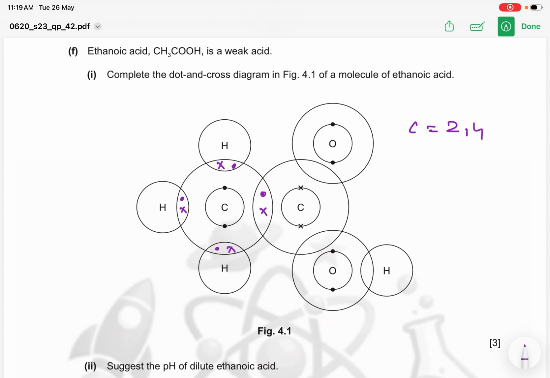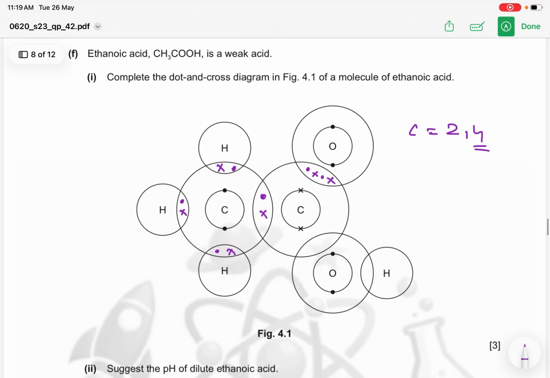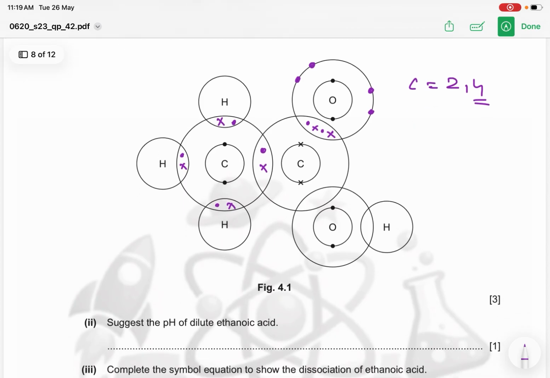Next is the second part, carbon and oxygen. So here again carbon is having 4 electrons in its outer shell. This carbon is going to share 2 electrons with this oxygen. So a dot of oxygen and a cross, again a dot of oxygen and a cross. And 4 electrons in the outer shell of oxygen.